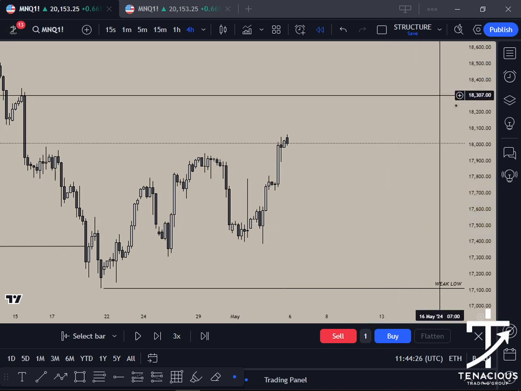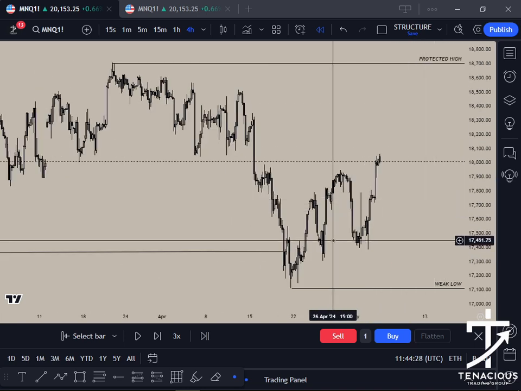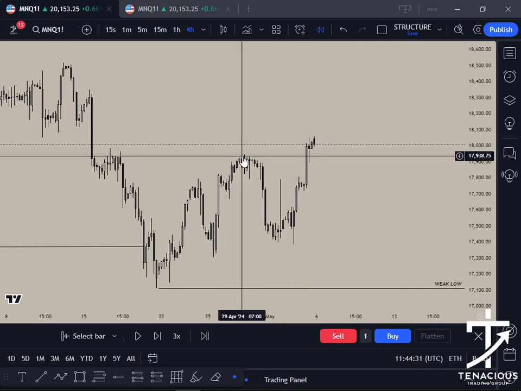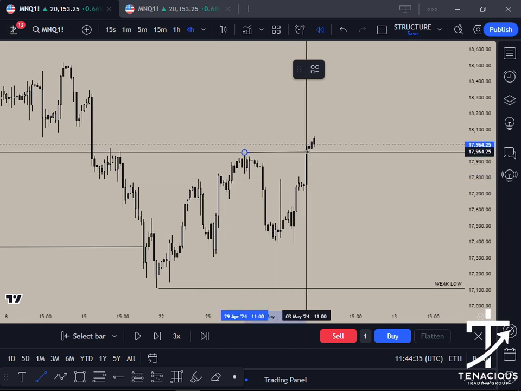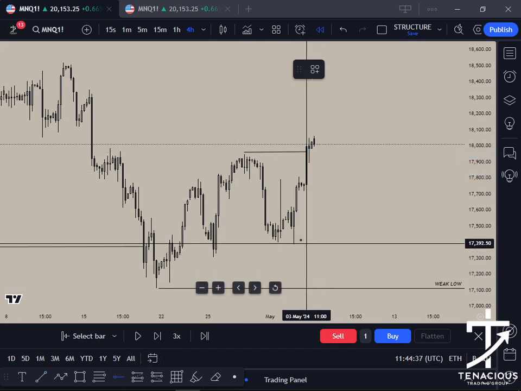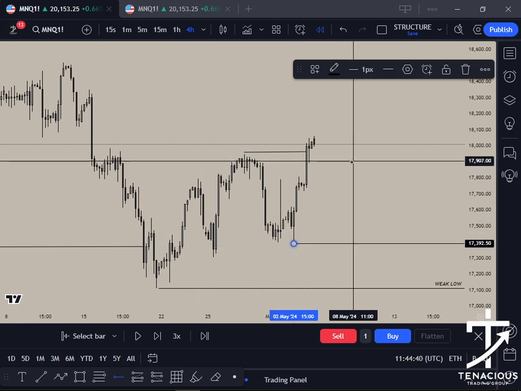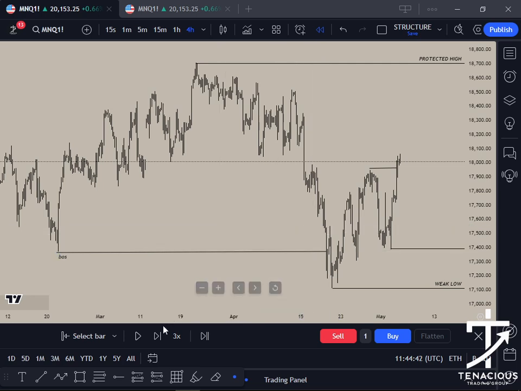So we'll just delete that. So now we broke structure to the upside again. So where's my protected internal low? This is now my internal low. So we let price play out.